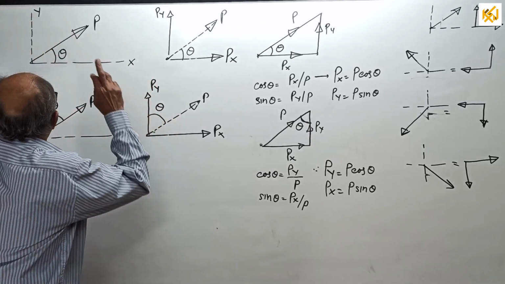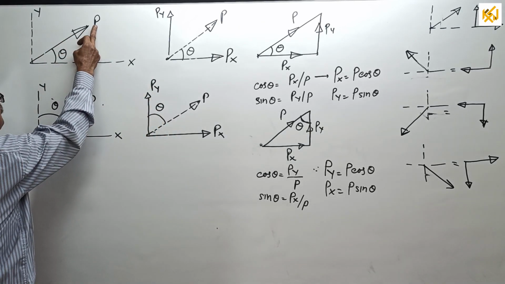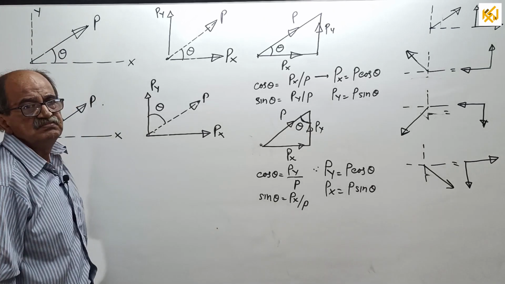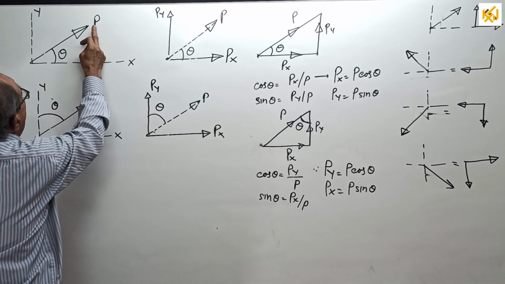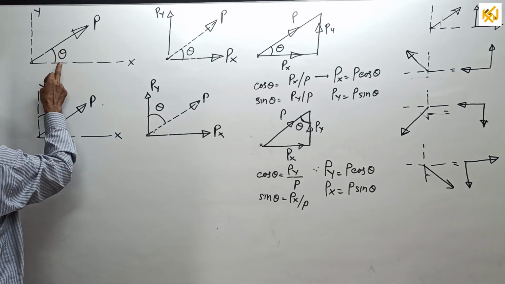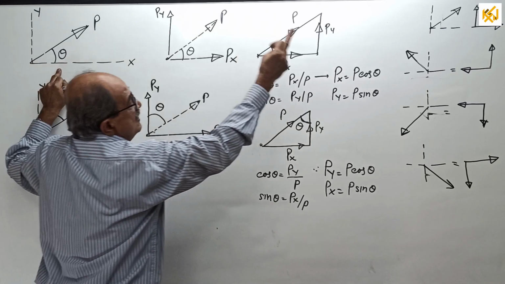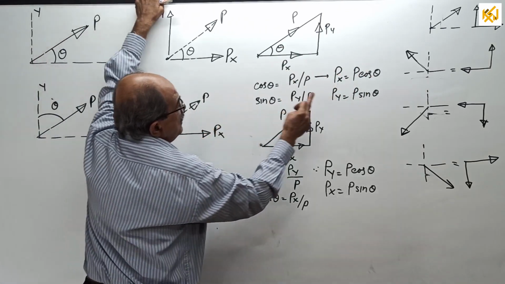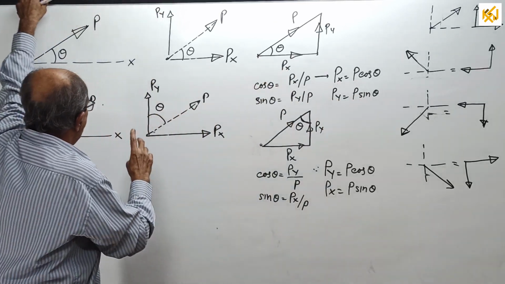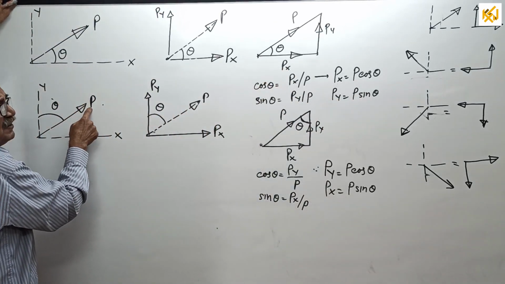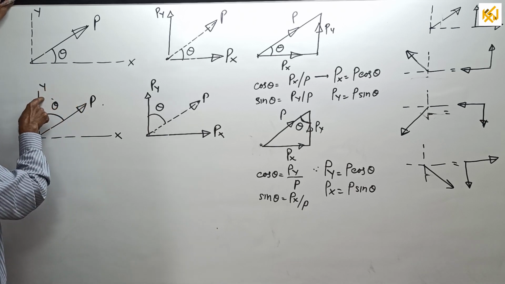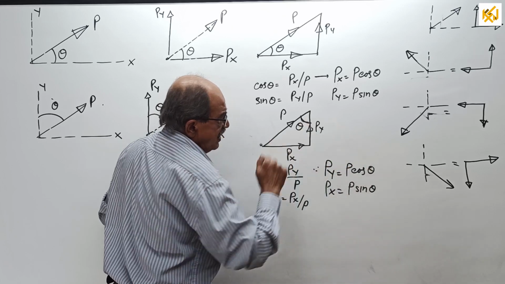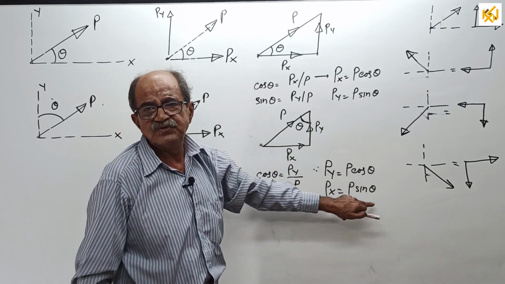Now, you can consider the angle made by the force P with either x or y. It is your choice. Now, if you consider the angle made by the force P with x, then the x component is P cos theta and the y component is P sin theta. Whereas, if you consider the angle made by the force P with the y direction, then the y component is P cos theta and the x component is P sin theta.